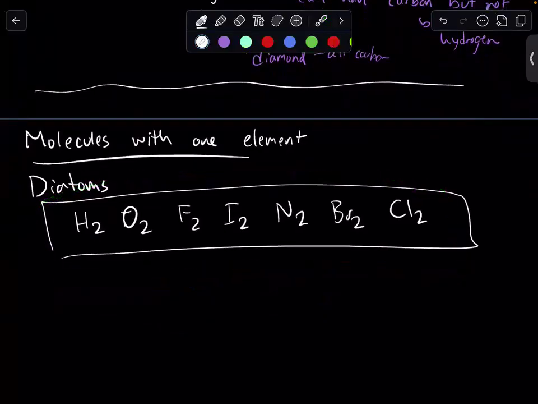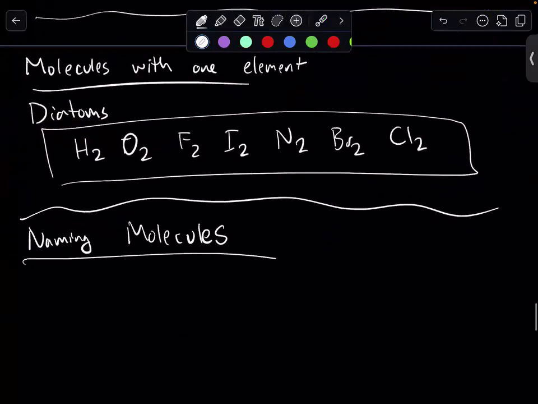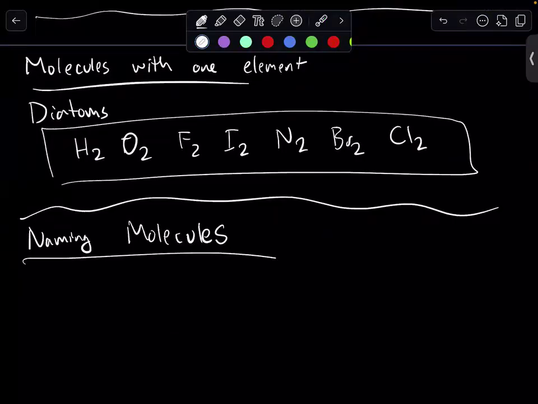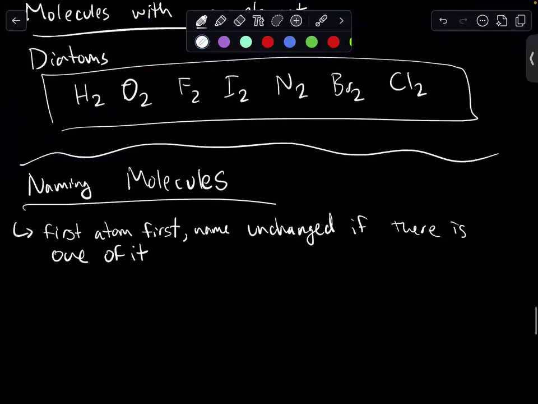All right. So the last little bit of this section is let's talk about naming molecules. Because we named ionic bonds, those were super easy. You said your cation, then your anion, but we don't have cations and anions, but we name them very similarly. So we always say the first atom first, and name unchanged if there is one of it. And we'll talk about what I mean in just a moment.